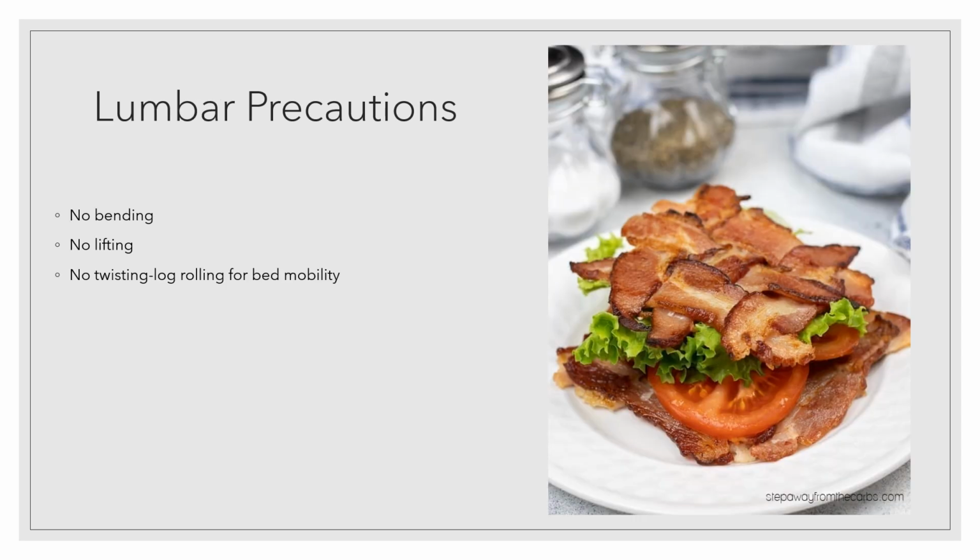For lumbar precautions, we're going to think of BLT, so no bending, no lifting, no twisting. And again, we're going to promote log rolling for bed mobility. Same thing as far as educating a patient on the need for bracing as indicated by their surgeon. So not all lumbar surgeries are going to require an LSO or TLSO following surgery, but it's important to familiarize yourself with the surgeon's orders so that you are educating your patient appropriately and training them to do functional things within the compliance of their precautions.